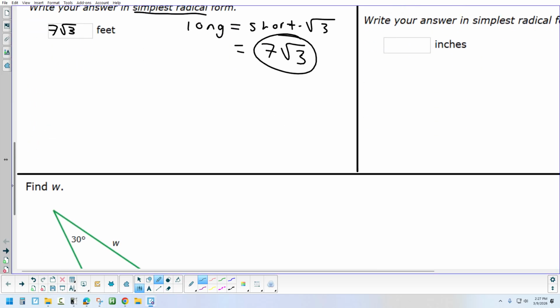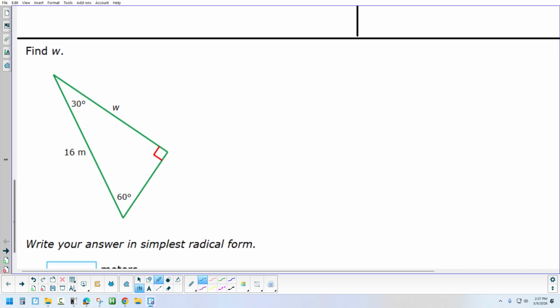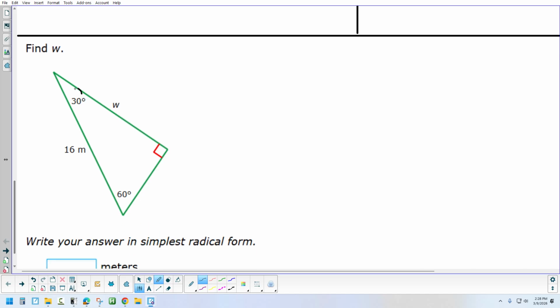All right, let's try another 30, 60, 90. Okay. So we know what page we're getting our formulas from. Let's start with the 16. Is 16 the long leg, the short leg, or the hypotenuse? It's the hypotenuse. Let's start with the W now. Is the W the long leg, or is it the short leg? Long leg. Yep, that's the long leg. And what about this side, kind of on the bottom? Short leg. That's the short leg.